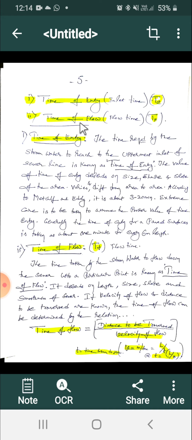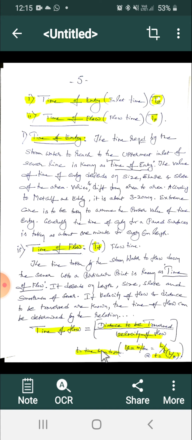Based on this, you have to solve one more problem on time of concentration. Suppose the values are given in the problem, you just have to add the t values. It is very simple, but many people won't solve this type of problem. Time of entry has a definition, and time of flow also has a definition. Time of flow is equal to the distance to be traveled divided by the velocity of flow.